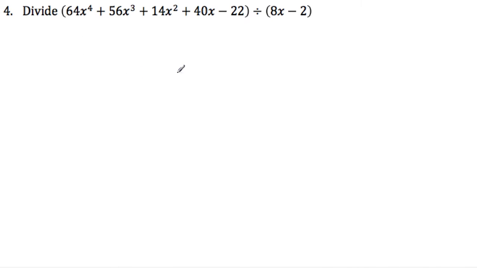So this is polynomial long division. What we need to watch out for are placeholders. Here we can see the degree is 4, and all the powers are in descending order. So 4, 3, 2, 1, and this is really a 0. If we didn't have a value, we would need to put in a 0x to whatever power. So for example, if we didn't have 14x squared, we would need to write in plus 0x squared.